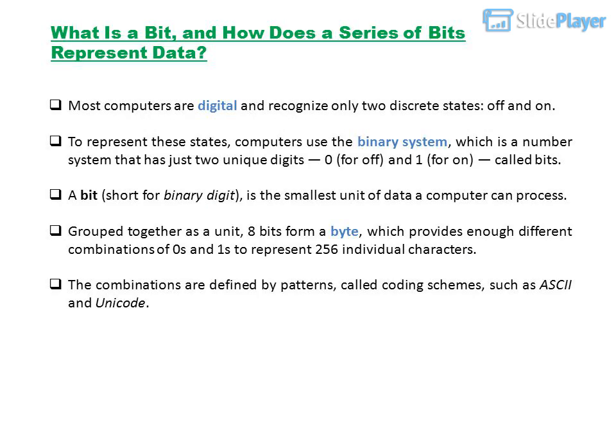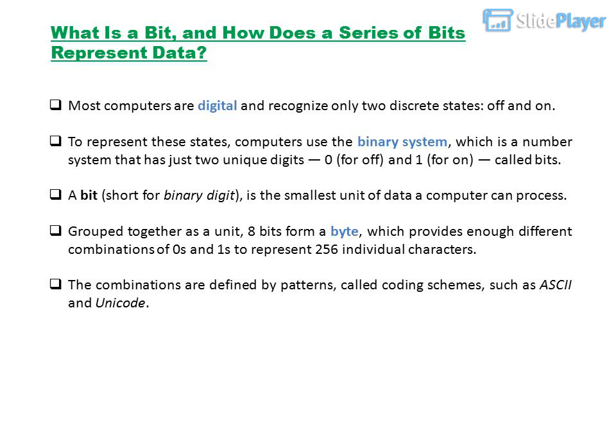What is a bit, and how does a series of bits represent data? Most computers are digital and recognize only 2 discrete states, off and on. To represent these states, computers use the binary system, which is a number system that has just 2 unique digits, 0, for off, and 1, for on, called bits.